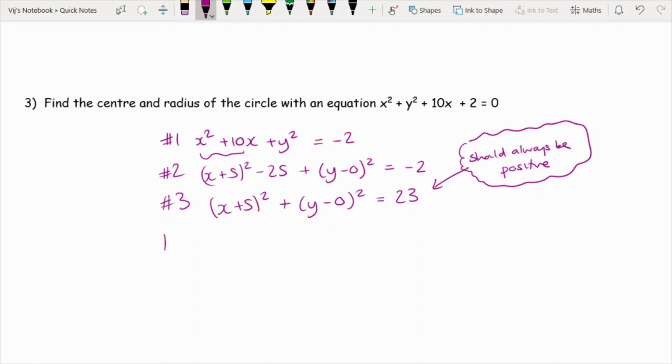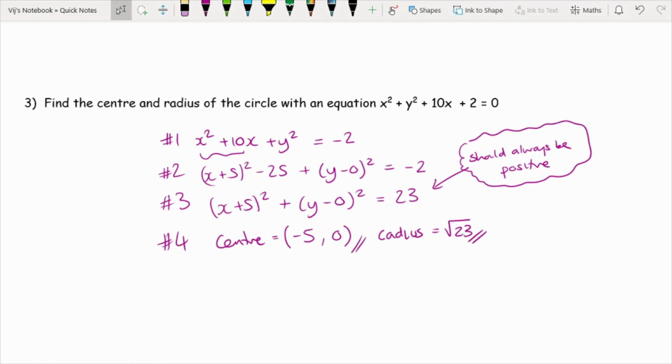So from this we can then write down what our centre is and what our radius is. Again, the easiest way to remember the centre is that it's the values of x and y that make the bracket equal to 0. So here that will be −5 and 0, and our radius is going to be equal to the square root of 23.